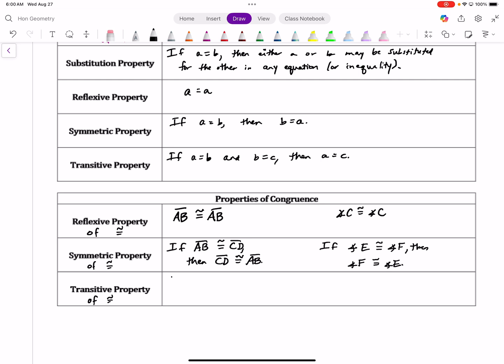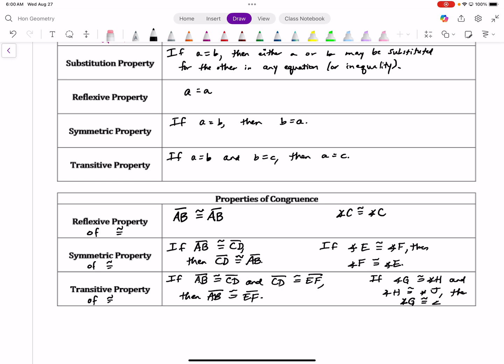And then the transitive property of congruence is if segment AB is congruent to segment CD, and segment CD is congruent to some third segment EF, then that first segment AB is congruent to that last segment EF. Or we could do it with angles. If angle G is congruent to angle H, and angle H is congruent to angle J, then angle G is congruent to angle J.